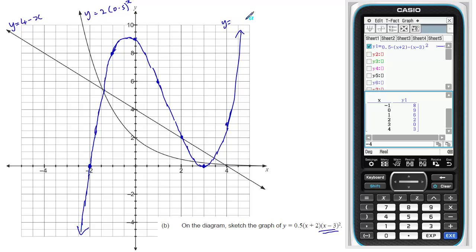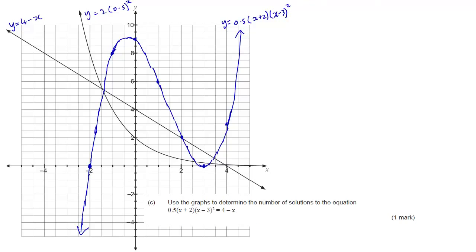So this is y is 0.5, x plus 2, x minus 3 squared. Use the graphs to determine the number of solutions to the equation 0.5 x plus 2 x minus 3 all squared is 4 minus x. So that's where the curve we just drew crosses the line. So we can see one there, and one there. So we're going to say 3.